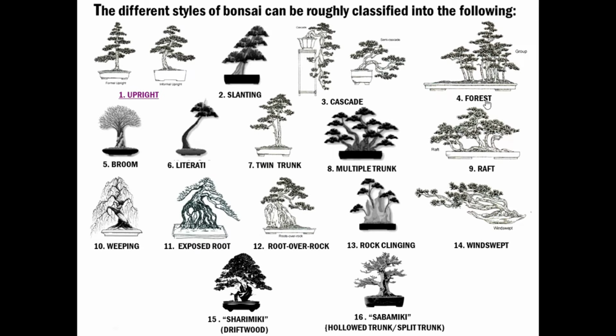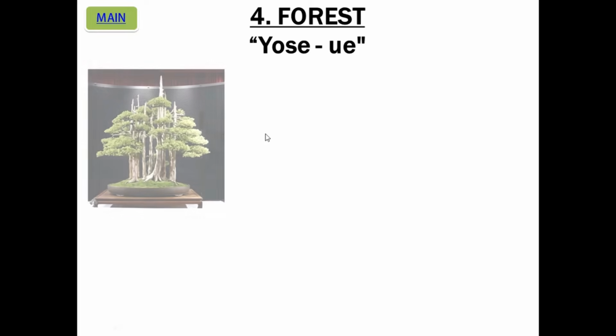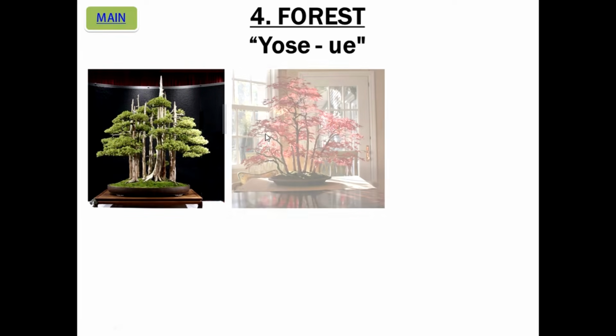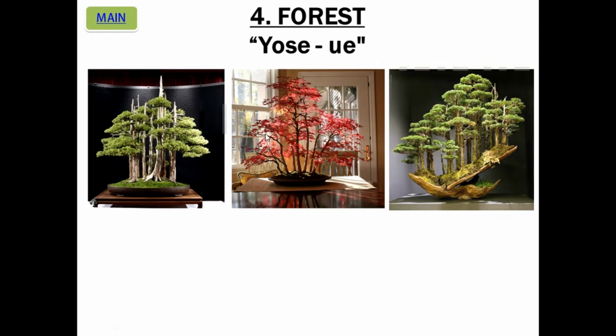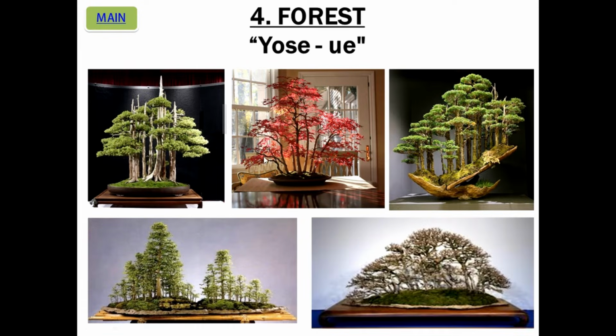Next is the forest, or yose-ue. This style describes a planting of many trees, typically an odd number unless too many to count easily, in a bonsai pot. The pot has very low sides to emphasize the height of the trees, and may be replaced by a flat slab of rock.